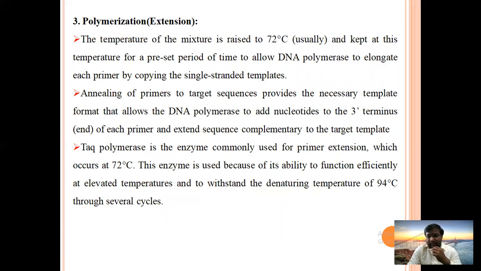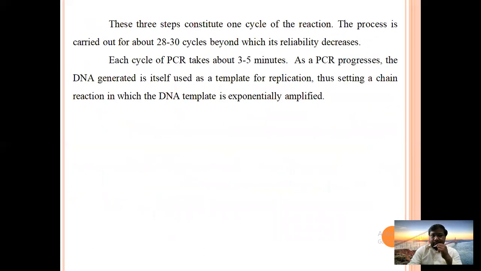This bacteria is found in, or survives in, hot springs. So the enzyme which is found in this bacteria is thermostable. They are stable at these high temperatures. No other enzymes are stable at these high temperatures, so that Taq polymerase is used for this reaction.